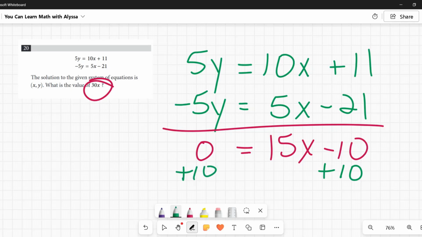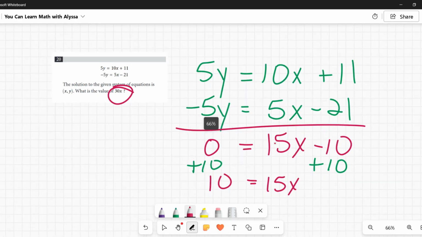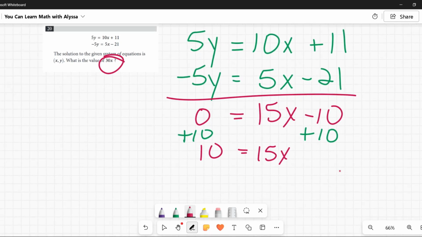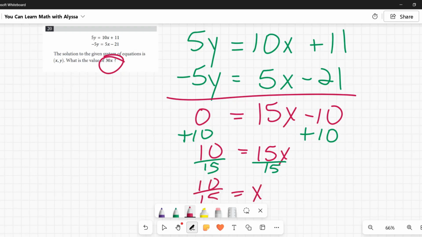I do that to both sides. On the right, I have 15x. On the left, I have 10. Now, x has been multiplied by 15. The opposite of multiplication is division. So I'm going to divide both sides by 15. And I get that x is equal to, and I'm not simplifying at this time, 10/15.